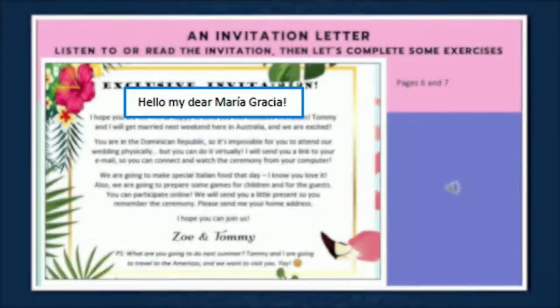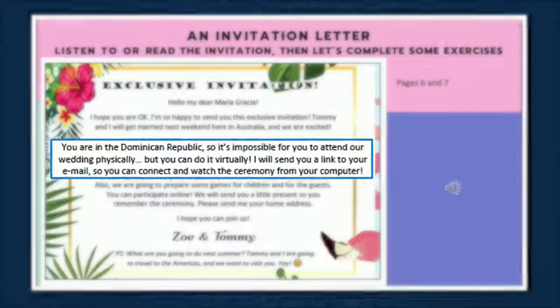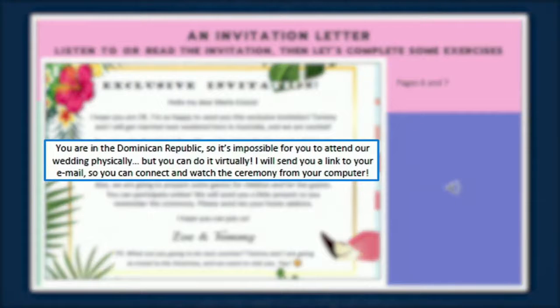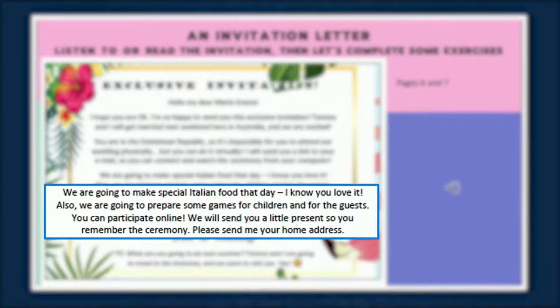Hello, my dear Maria Gracia. I hope you're okay. I'm so happy to send you this exclusive invitation. Tommy and I will get married next weekend here in Australia, and we are excited. You are in the Dominican Republic, so it's impossible for you to attend our wedding physically, but you can do it virtually. I will send you a link to your email so you can connect and watch the ceremony from your computer. We're going to make special Italian food that day.